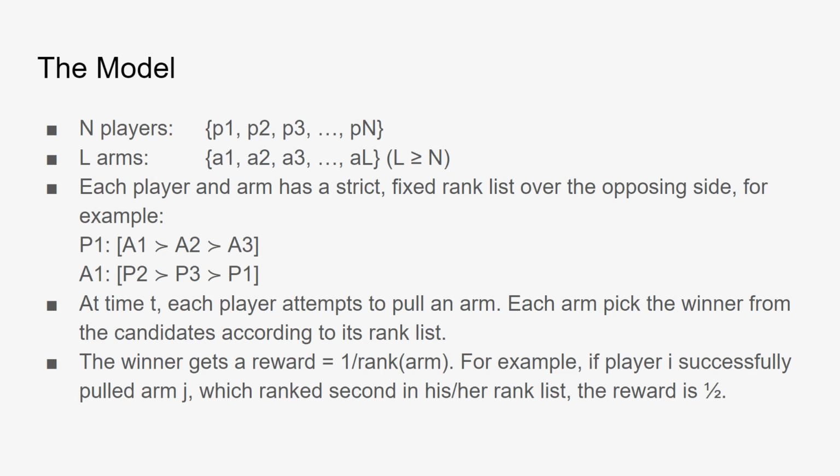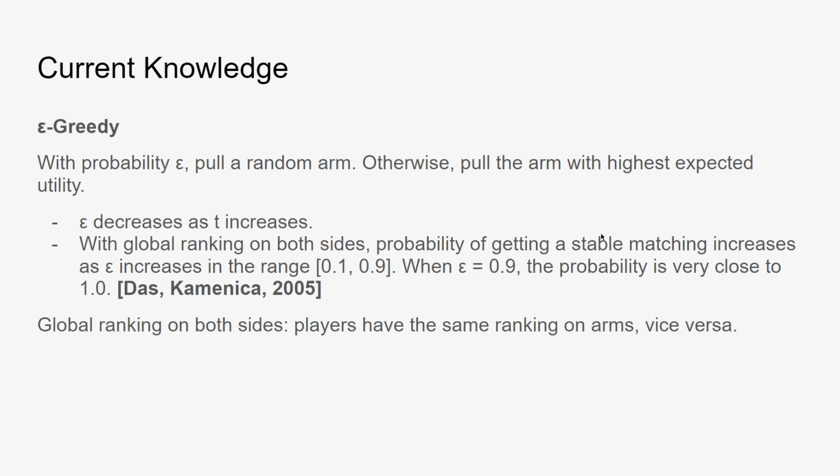At time t, each player attempts to pull an arm. Each arm then picks the winner from the candidates according to its rank list. The winner gets a reward that is equal to 1 over the rank of the arm. For example, with a rank list of P1 above, if P1 successfully pulls arm 2, he or she gets a reward of 1/2. Here is some current knowledge.